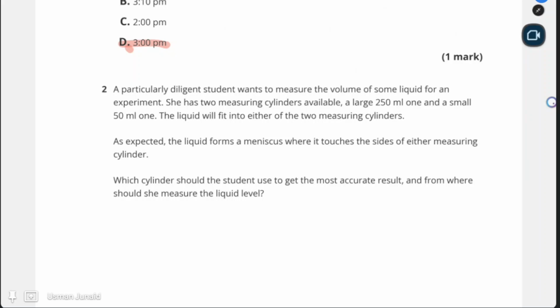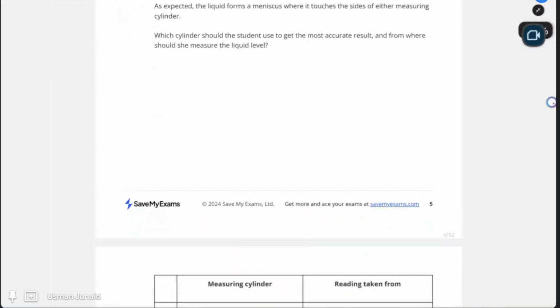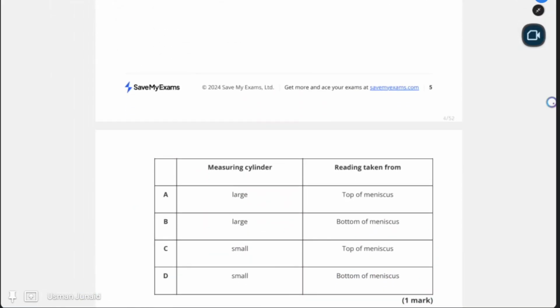Which cylinder should the student use to get the most accurate result, and from where should she measure the liquid level? Okay, so again, what type of measuring cylinder did we say is more accurate? The smaller one, because if it can fit into both, it can fit into the 50 milliliter one, so it should be that one. Yep, it's the smaller one, D, right? And bottom of meniscus, exactly.